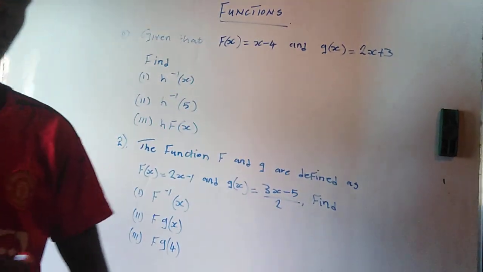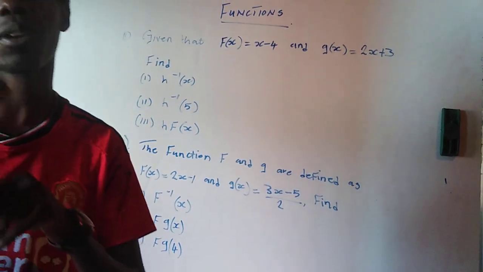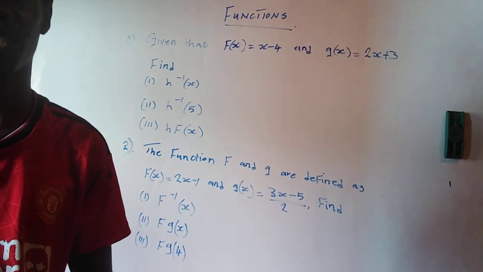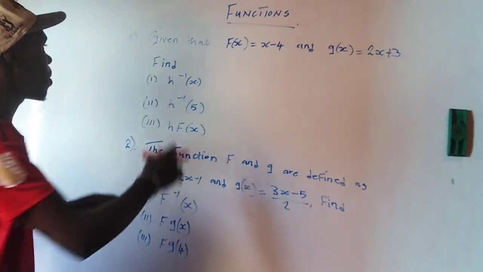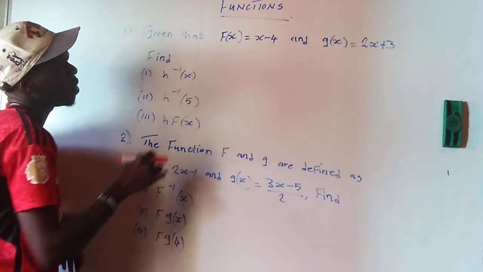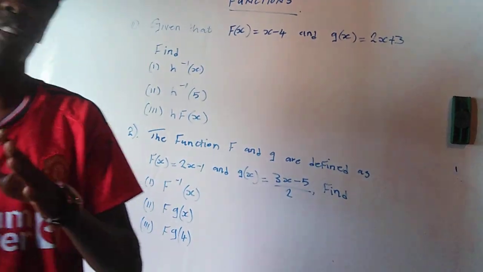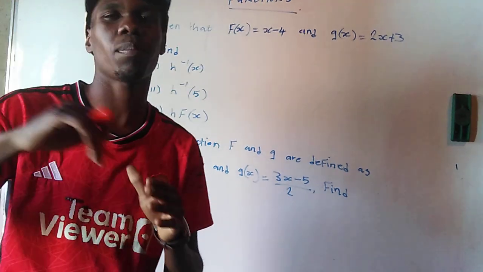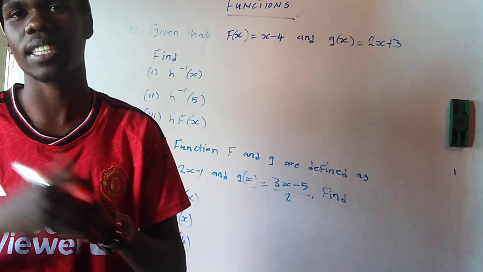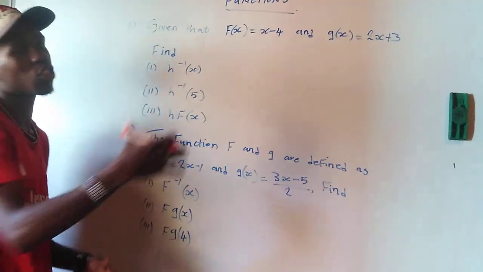Under functions, the moment that you see a letter having a power of negative 1, always think of the inverse function. Like this one, h to the power negative 1. This negative 1 simply means that it's the inverse. In mathematics, as long as you see anything raised to the power negative 1, it simply means the inverse. Now here, how do we find the inverse of the function?